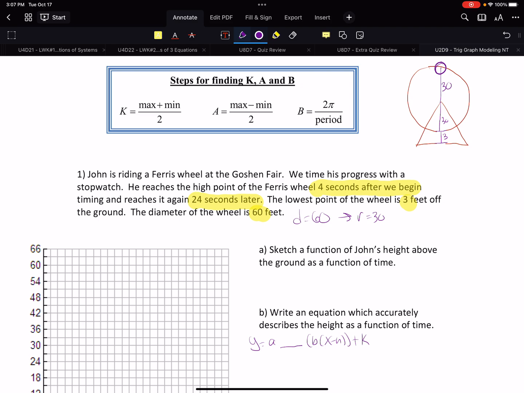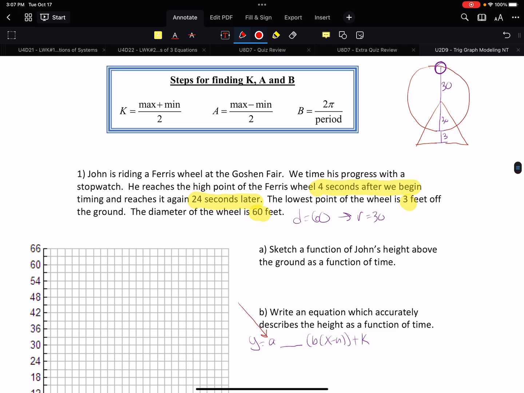All of these have a quick, easy, reliable way of working with this problem. A is always going to be the radius of the wheel. K, up top, we got the K. It says max plus min divided by 2. I like to think K is the midpoint of the wheel. Right, it's the midpoint of the wheel, and we take into consideration how far off the ground, plus the ground distance.